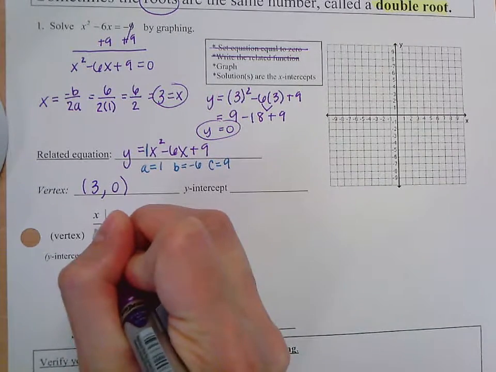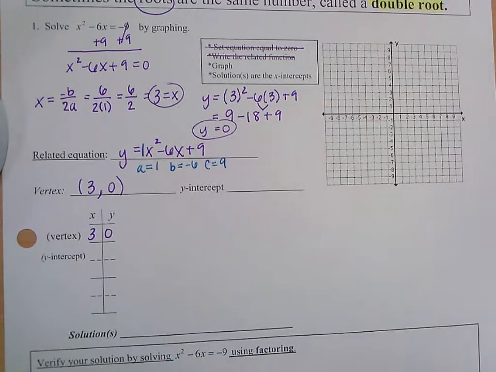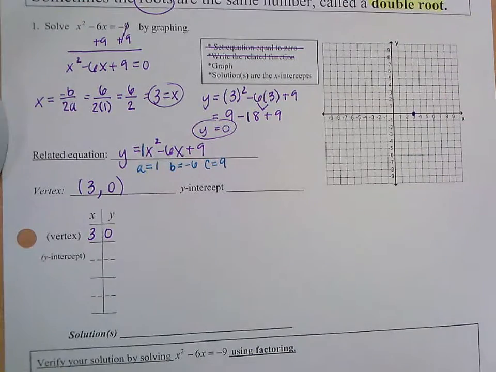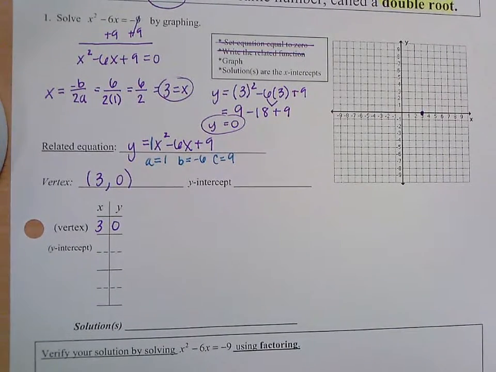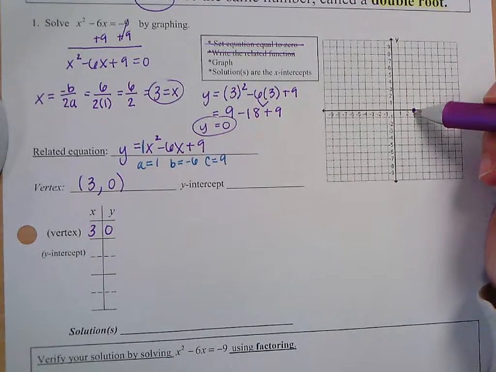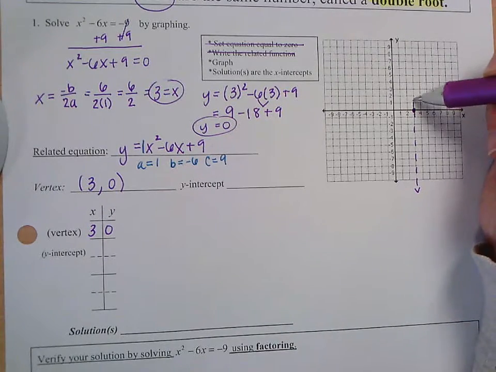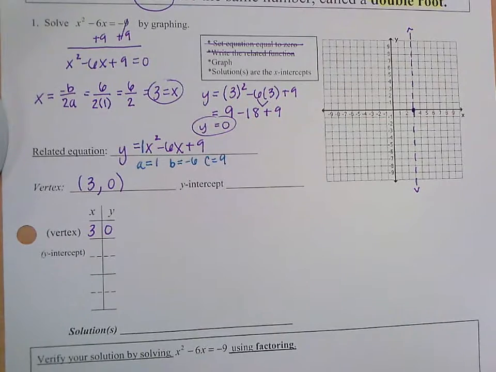Okay, so I can fill that into my table for my vertex, and then I can also plot that right away. So if I start at the origin, I'm going right over to 3, y is 0, so I'm not going up or down. So it's right on my x-axis. And then I can draw in my axis of symmetry, my line of symmetry, and that just goes that vertical dashed line through my vertex. So through the x value 3.